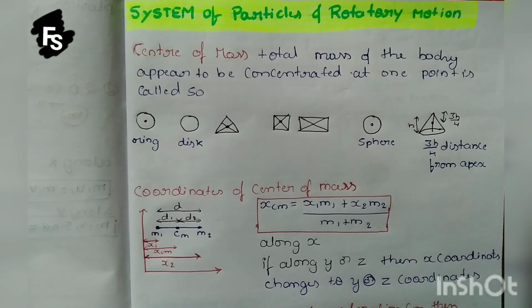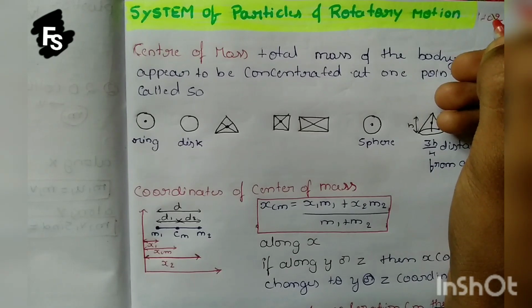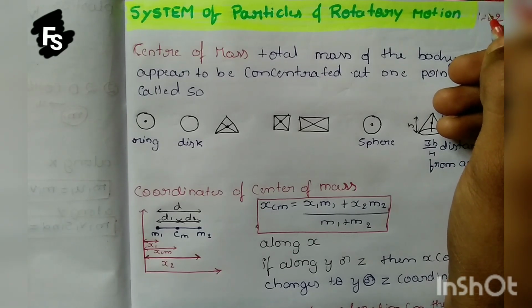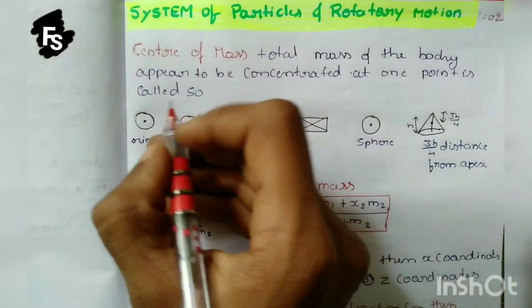We may expect 1 to 2 questions from this chapter. This chapter is somewhat easy. Okay, without wasting any time, we start the chapter. First we come to center of mass.